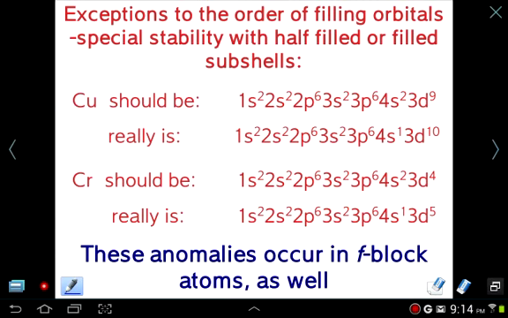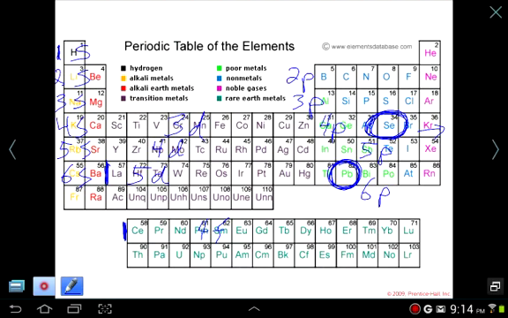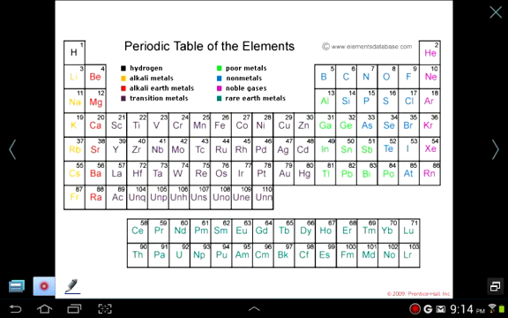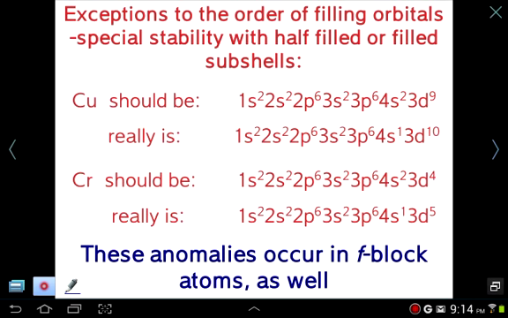Okay, let's talk a few minutes about something called the exceptions to the order of the filling. If you take a look at copper on the periodic table, copper sits right here. You should expect copper's configuration to be 4s2, and then 3d1, 2, 3, 4, 5, 6, 7, 8, 9, 3d9, because it's the ninth element in the D block. However, if you study copper, you'll see its true configuration is 4s1, 3d10.